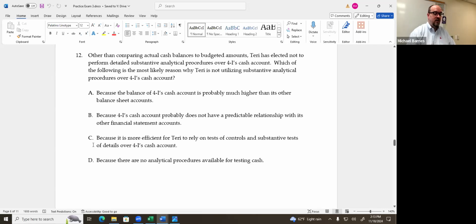Because there are no analytical procedures that are available for testing cash, that is not true. There are a few. The ones that we talked about have to do with expectations, comparisons to expectations, or changes in previous periods, or to budgets, okay? So those are possibilities that we could actually use for analytical procedures, but that's limited in scope, very limited.